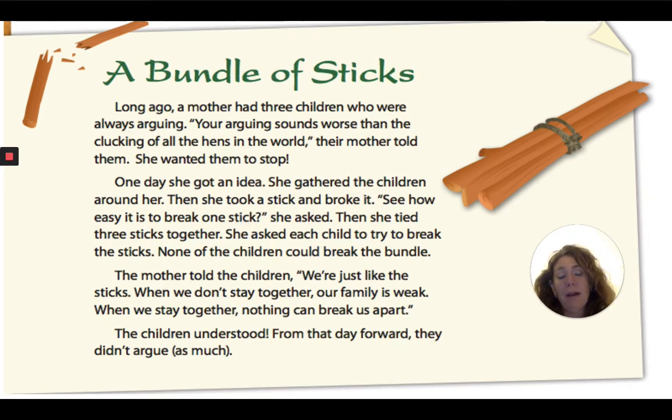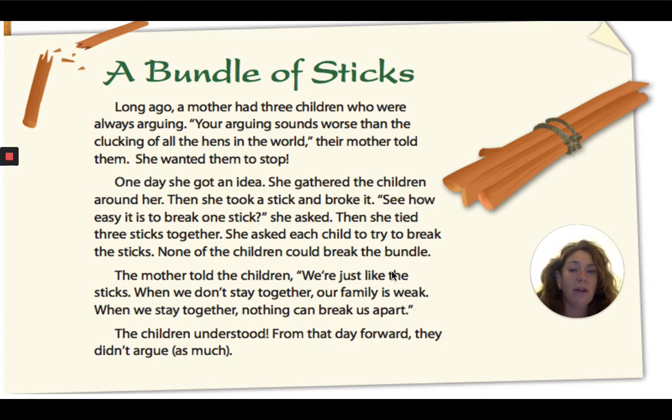All right. Now, remember, think about what's happening in the beginning, the middle, and the end as I read to you. Long ago, a mother had 3 children who were always arguing. "Your arguing sounds worse than the clucking of all the hens in the world," their mother told them. She wanted them to stop. One day, she got an idea. She gathered the children around her. Then she took a stick and broke it. "See how easy it is to break one stick?" she asked. Then she tied 3 sticks together. She asked each child to break the sticks. None of the children could break the bundle.